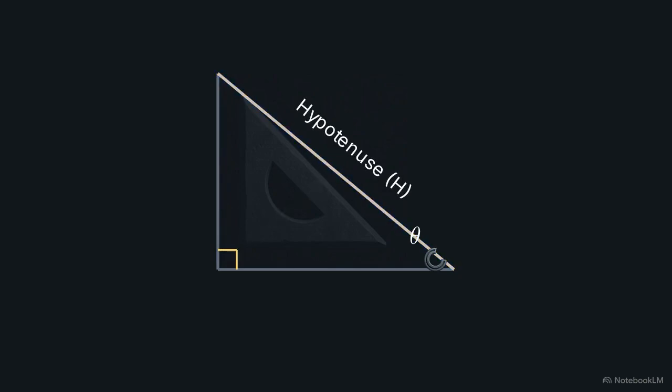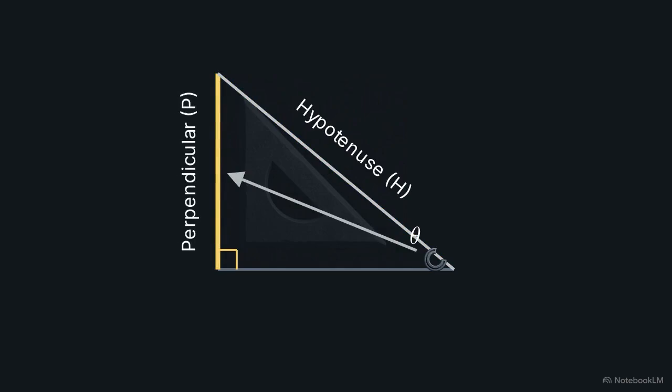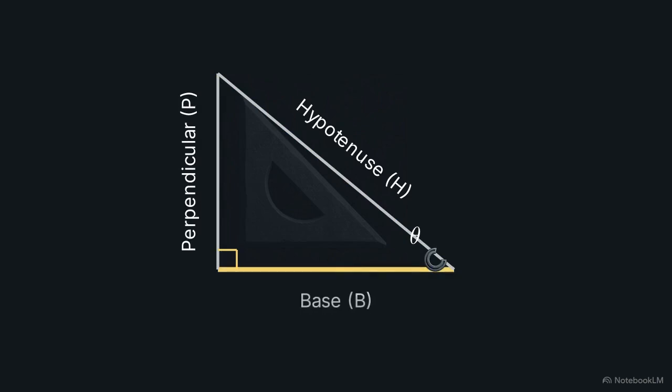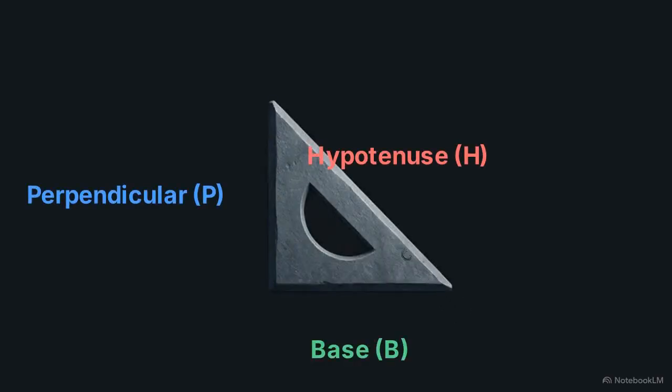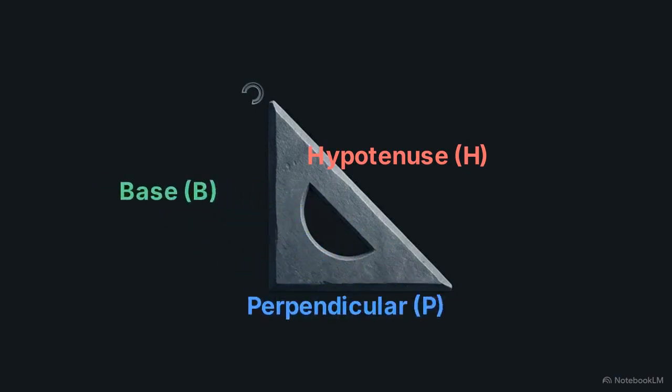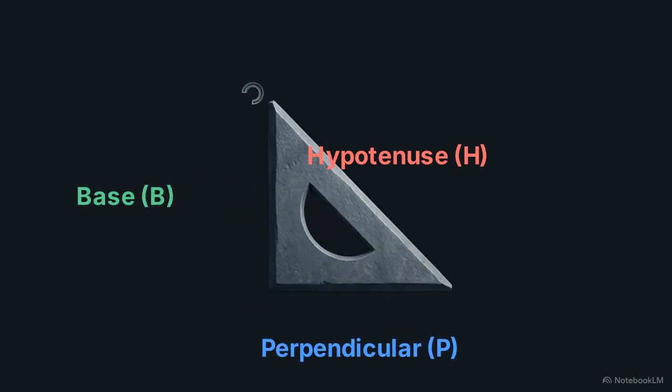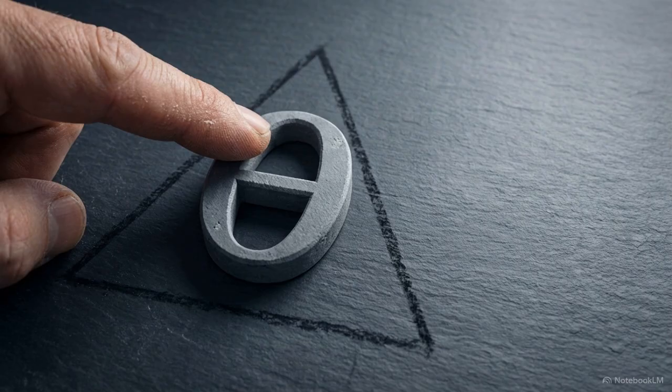Next is the perpendicular side. This is defined as the side sitting directly opposite your theta angle. Finally, locate the base. This is the side that physically touches our theta angle. It is important to note that the base is not always the physical bottom of the shape. If theta moves to this top corner, the perpendicular and base labels swap positions to maintain their relationship with the angle. In trigonometry, the identity of a side depends entirely on the perspective of the theta angle.